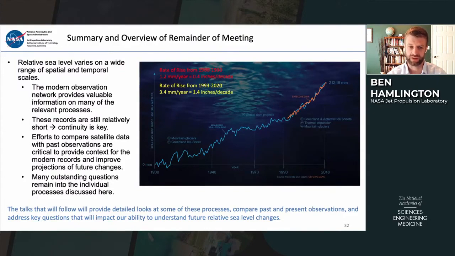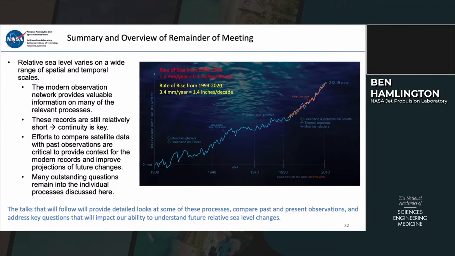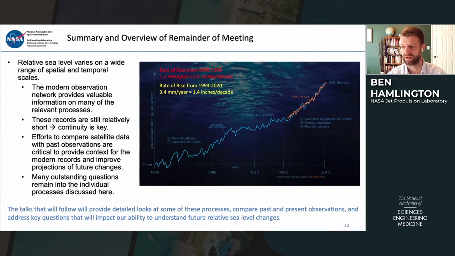The modern observation network is really valuable. It's dramatically improved our understanding of sea level change over the past couple decades. One thing to note is that these records are still relatively short. So continuity is key in this. So the launch of Sentinel-6 Michael Freilich, for instance, is going to continue this altimeter record. That's critically important. But also these comparisons to past sea level records are also very important. You'll hear some of that in the remaining presentations. It's not just about what we see during the altimeter record. It's how the altimeter record is different or has changed over the past few decades or even longer.